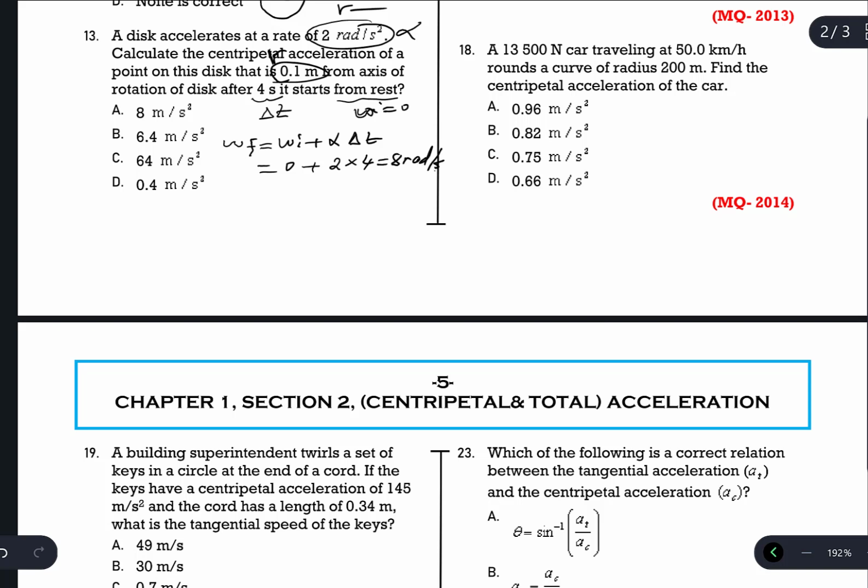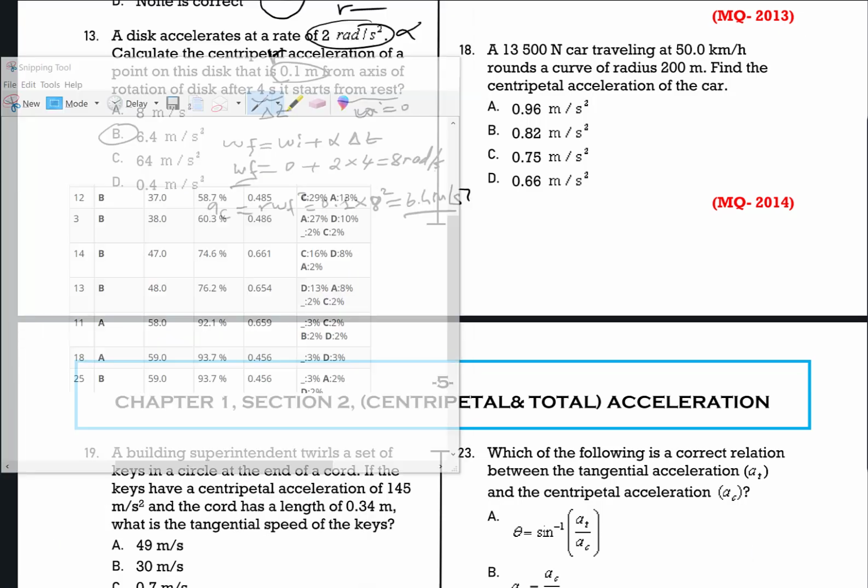Now I will calculate the centripetal acceleration at that angular speed. I am going to use the equation for centripetal acceleration, which includes omega, because omega is known: r omega final squared. So r is 0.1 meter. Omega final is 8. I will square 8. Square of 8 is 64. Multiplied by 0.1, it becomes 6.4 meter per second squared. So B is the correct answer in here.